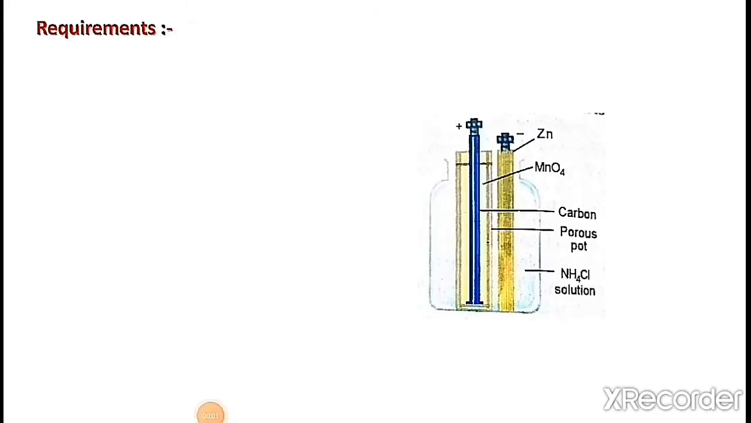Now the apparatus required while performing this experiment are a jockey, potentiometer, plug key, rheostat, galvanometer, Lagrange cell and Daniell cell. The figures of the Daniell cell and Lagrange cell are shown in this slide.